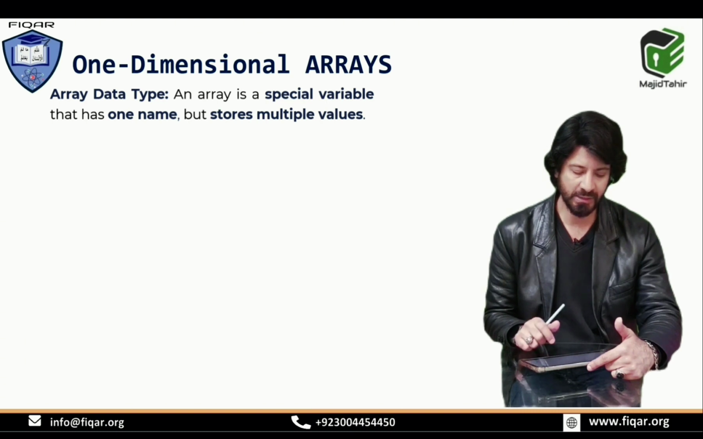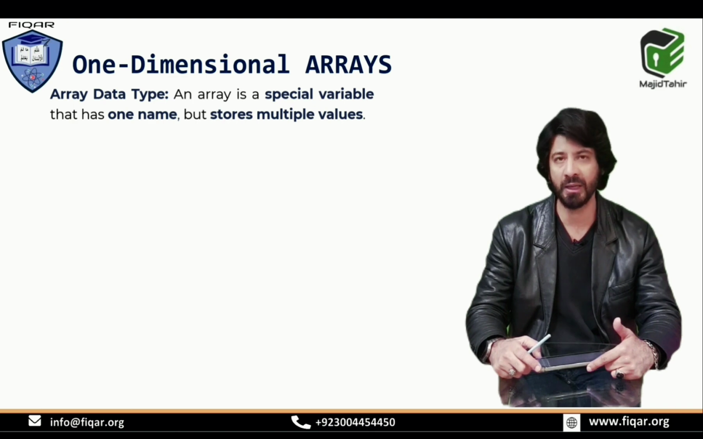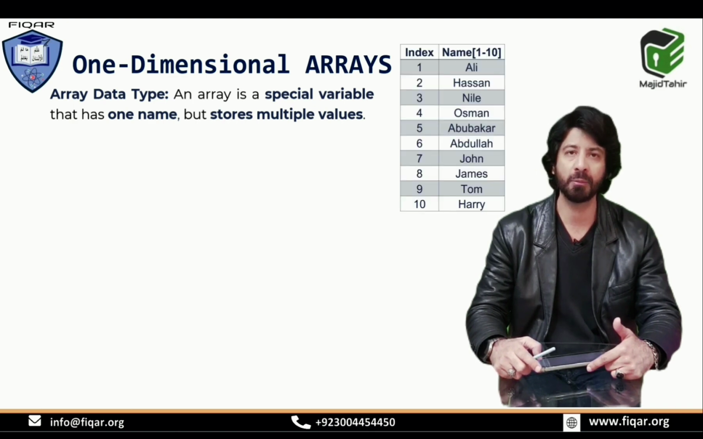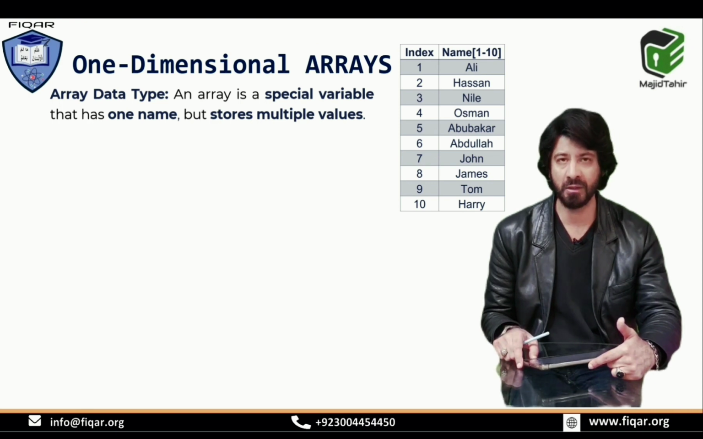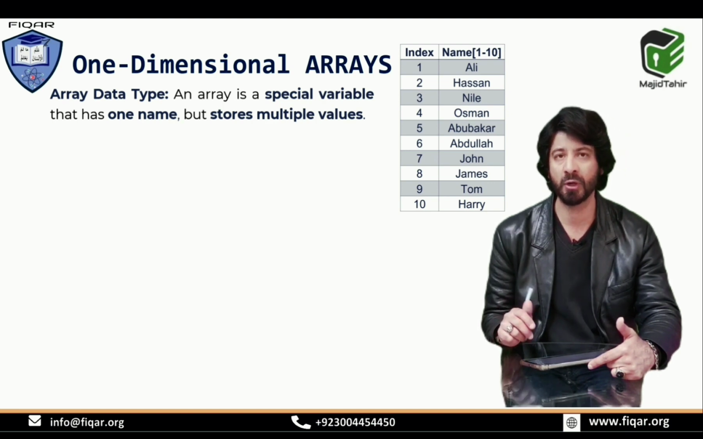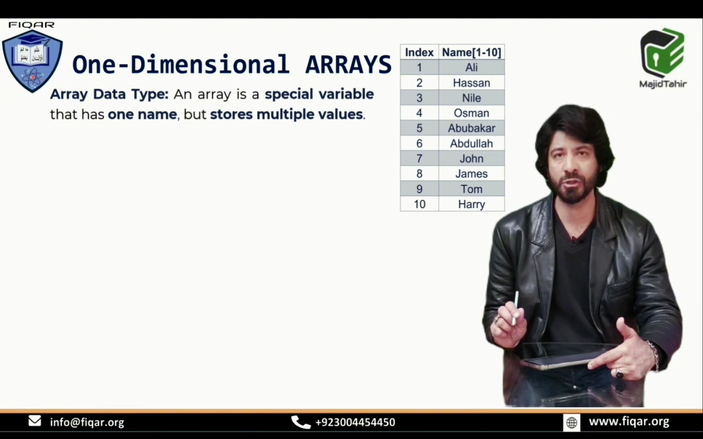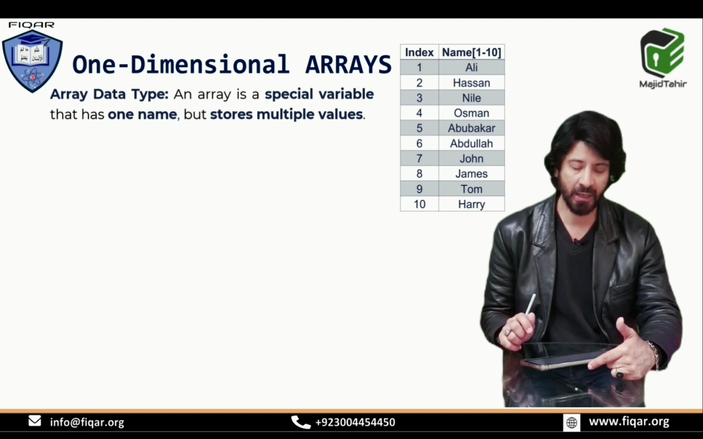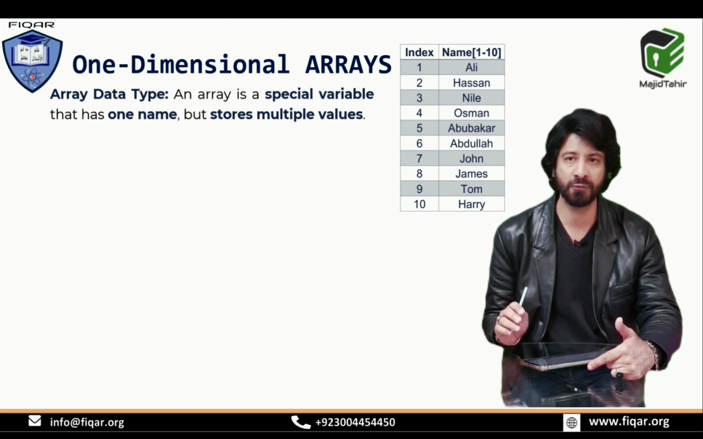Now, the one-dimensional array definition: an array is a special variable that has one name and it can store multiple values in it. For example, if we are storing 10 names of students and we do not use an array, we have to use 10 different variables for names, for example name1, name2, name3, all separate variables, which will be time consuming and difficult. So array comes in handy. Arrays allow us to save space and save coding lines also.